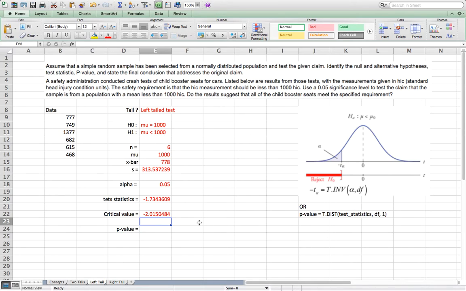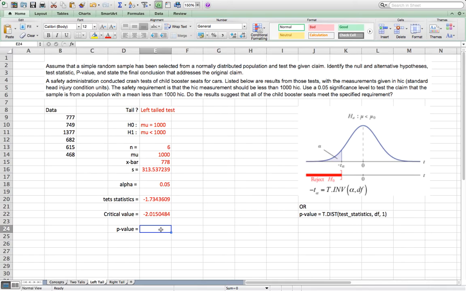If you fail to reject the null hypothesis, that means you do not have sufficient evidence to support the claim that all of the child booster seats meet the specified requirement. That is, the HSC less than 1,000. We don't have that. Okay.